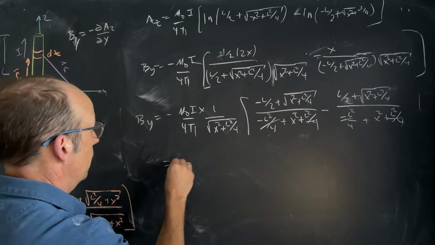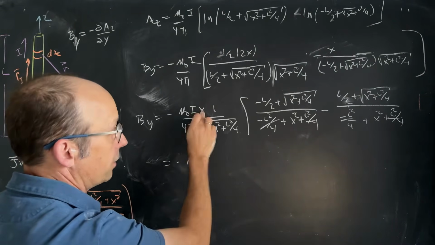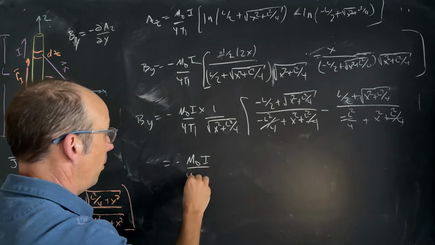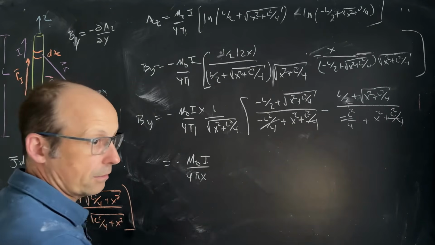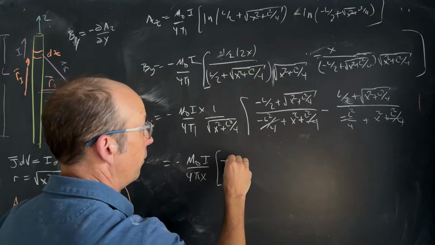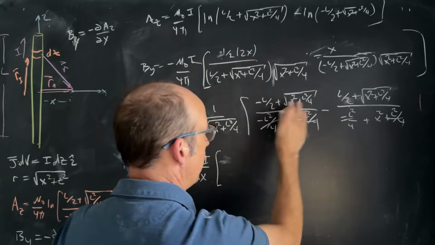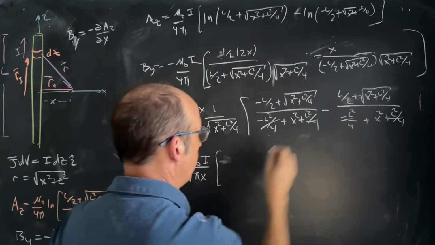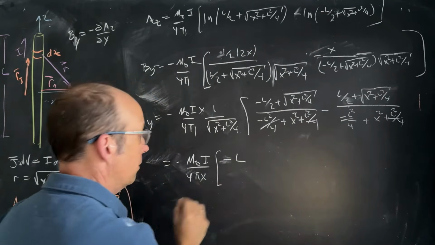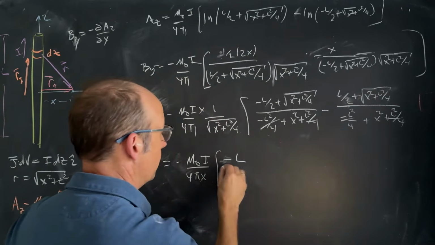So the x squared I can actually pull up front. So I get negative mu naught I, x divided by x squared, over 4 pi x. And then I have negative, well, look at this. Now I can just add these. I get negative L over 2 minus L over 2, which is minus L. And then I have this minus that, which cancels.